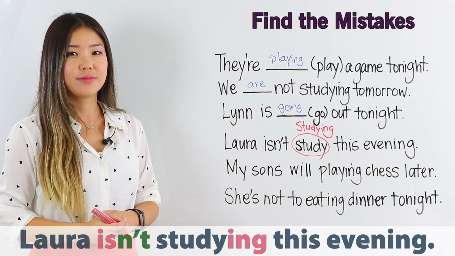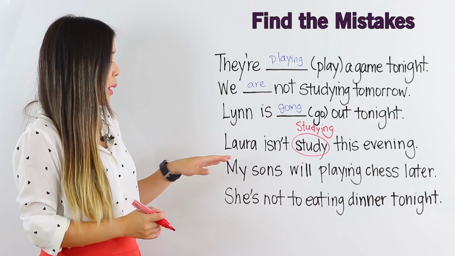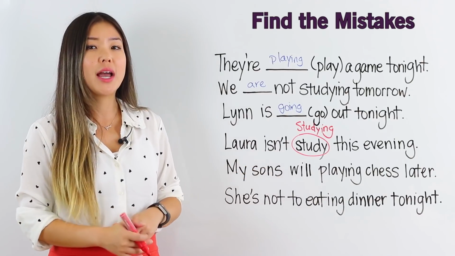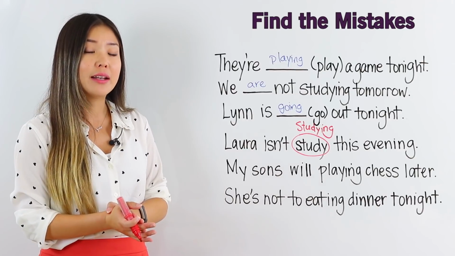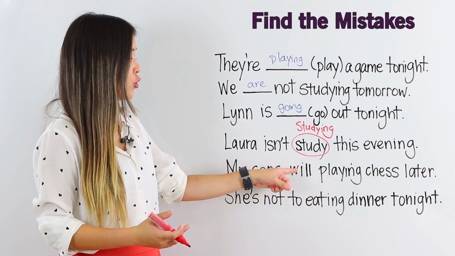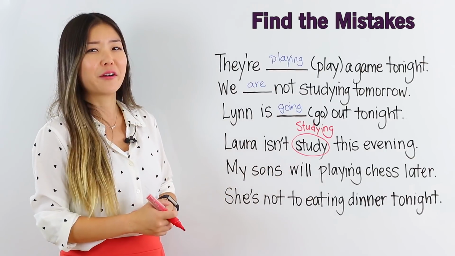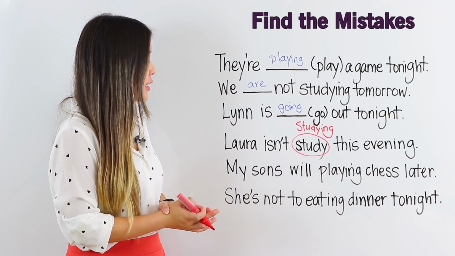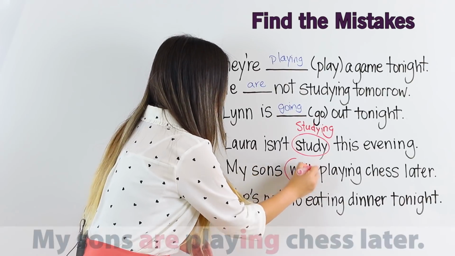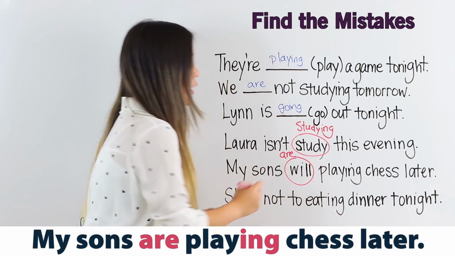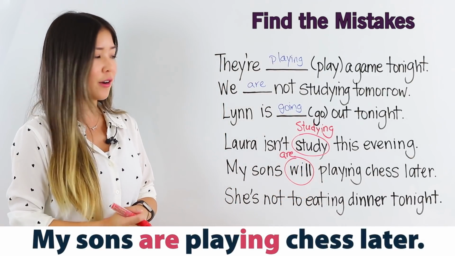The next sentence says, my sons will playing chess later. We are talking about a future plan, so you might be tempted to use will. However, instead of saying will, we use the be verb. My sons are playing chess later.